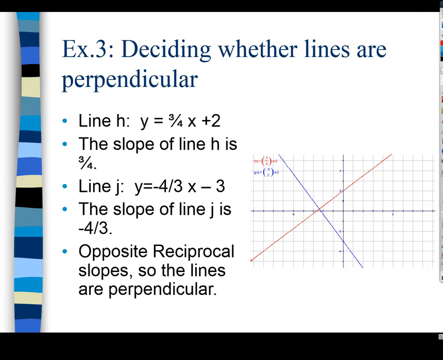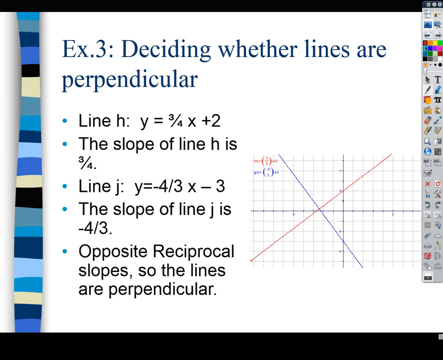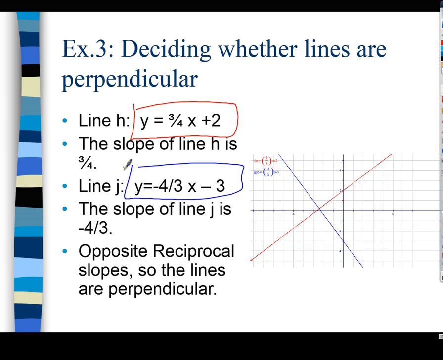Okay, what about this one real quick? Now this one we don't even need the graph. Ignore the graph. This is one where we're given the equations of 2 lines. Let's call this one the red line and this one the blue line. Okay, so I want to know if those 2 lines are perpendicular.